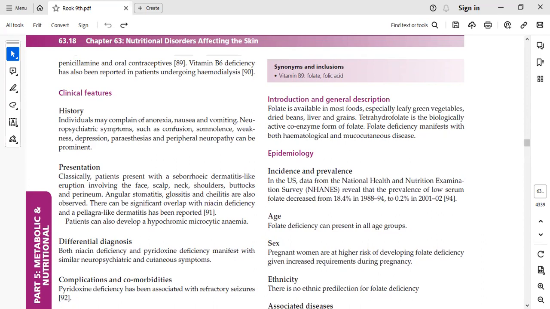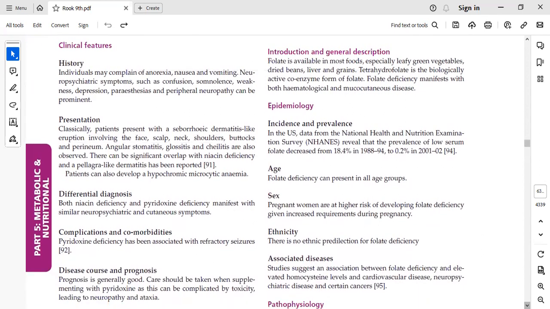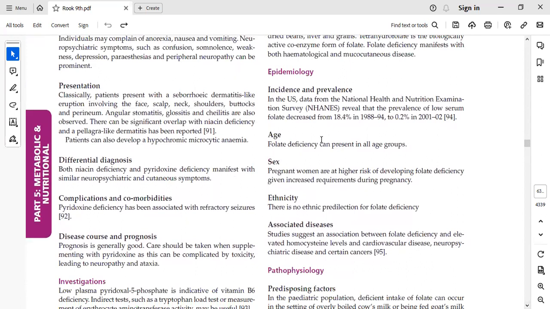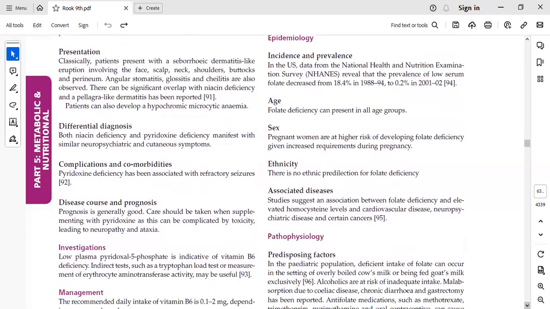Predisposing factors, let's see. There is no age or ethnic predilection for deficiency of folate. However, regarding sex, pregnant females are at higher risk of developing folate deficiency. That's why they are advised to take a tablet folic acid as soon as the conception happens, or even if they're not pregnant and they're planning to get pregnant, they're advised to take folic acid.